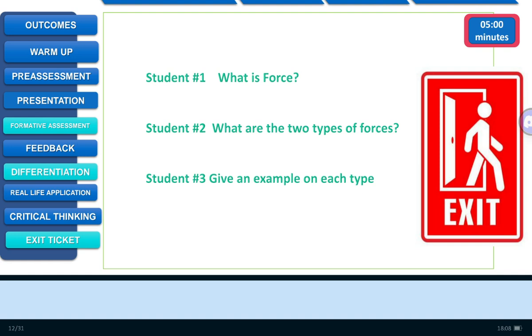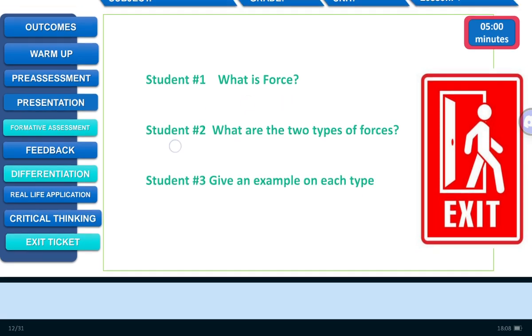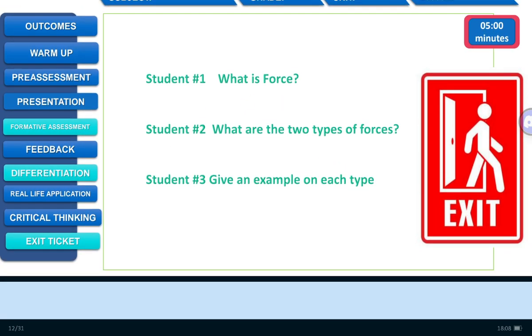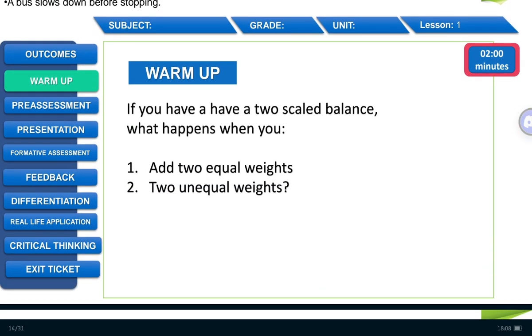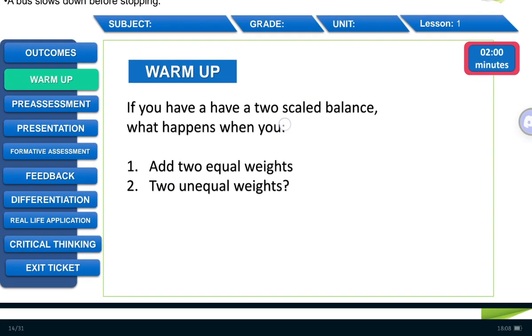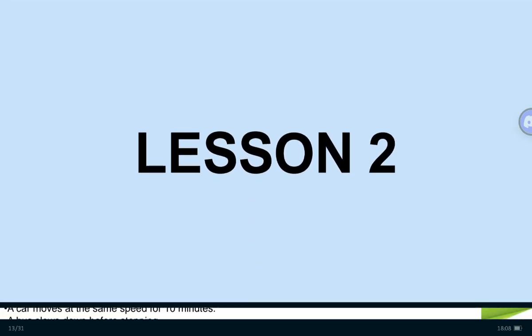Now, a student enters and says, "What is force?" Student 2, "What are the two types of forces?" Another student comes in and gives an example of each type. Now, today we're going to talk about each and every one of them. Lesson 2. Warm up. Now that was lesson 1.